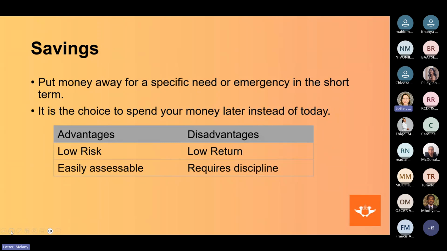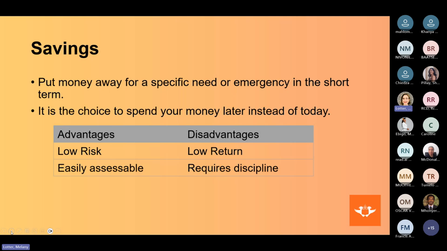So savings is low risk. Okay, there's no risk. It is a very low risk of losing your money. So if you put in 10,000, you're going to keep your 10,000 plus interest. Okay, you're not going to lose it. It's easily accessible. If I need it tomorrow because I have an emergency, I can get access to it.